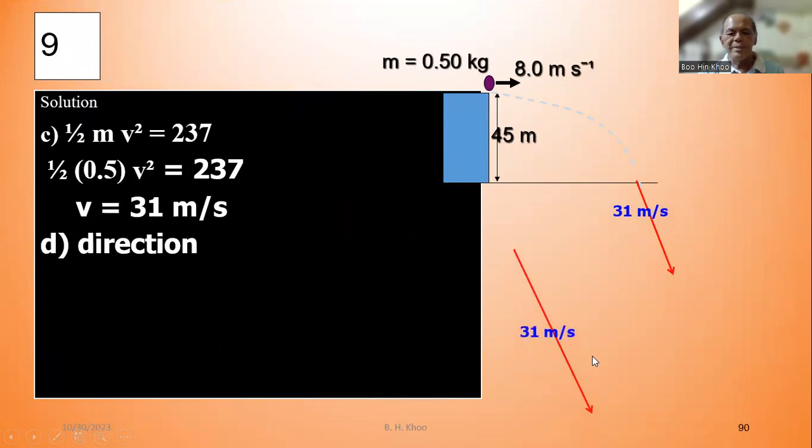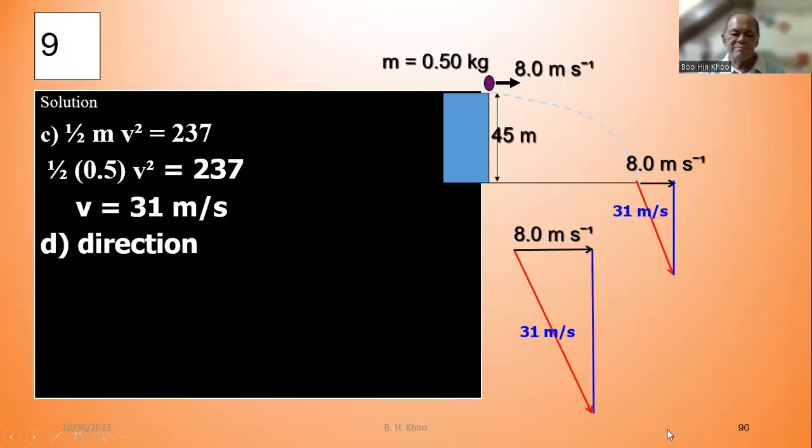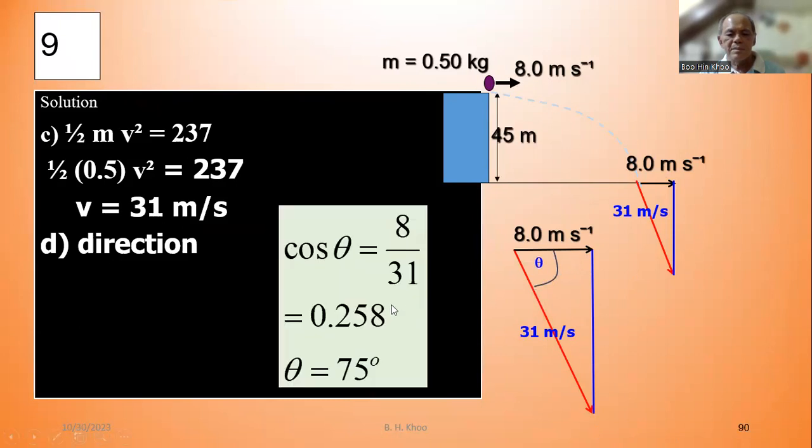Right, let's just redraw it bigger. The horizontal velocity doesn't change. There's no air resistance, no force applied to that. Only gravity is pulling it down. So the horizontal velocity doesn't change. You can draw it bigger, or draw it on the diagram itself. So that's the angle theta. Right. So we take cos theta, it's 8 over 31. So using a calculator, we get 75 degrees.